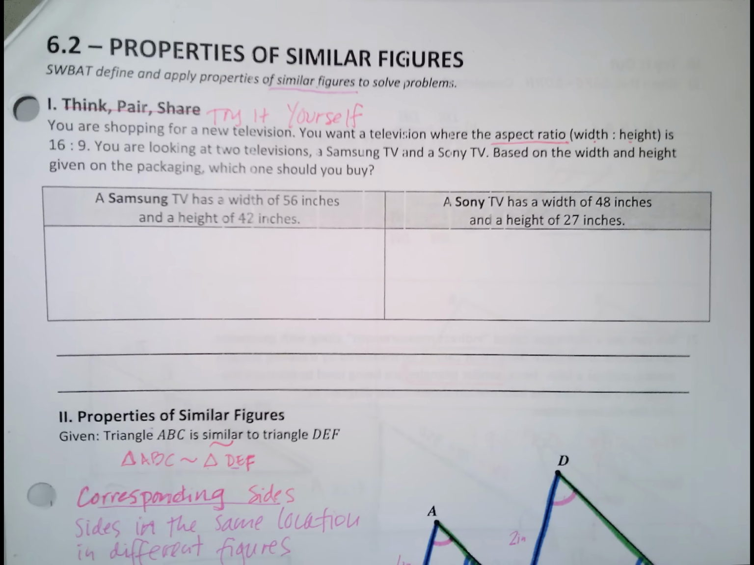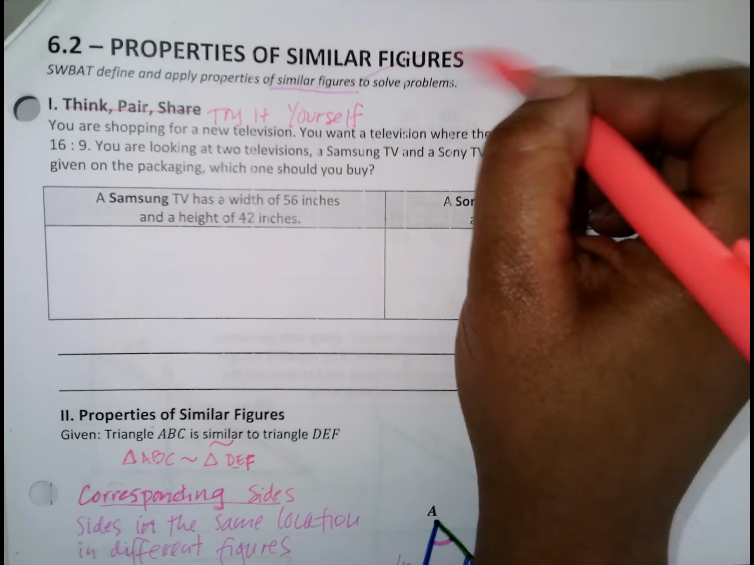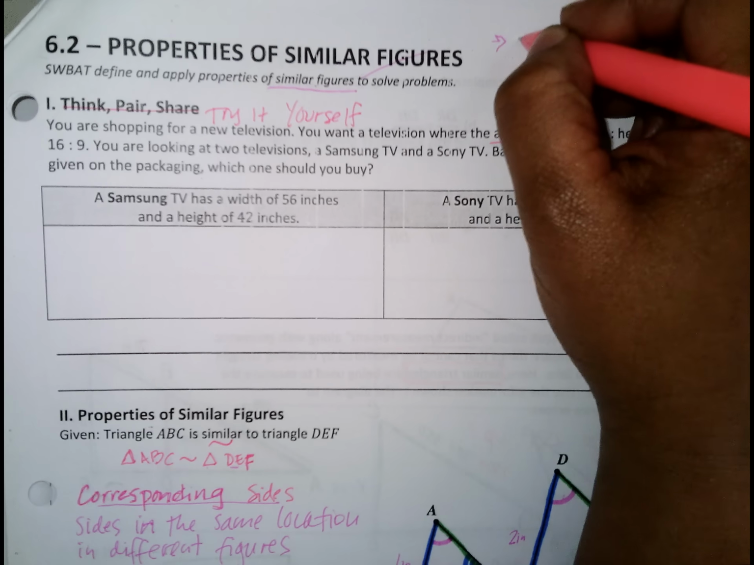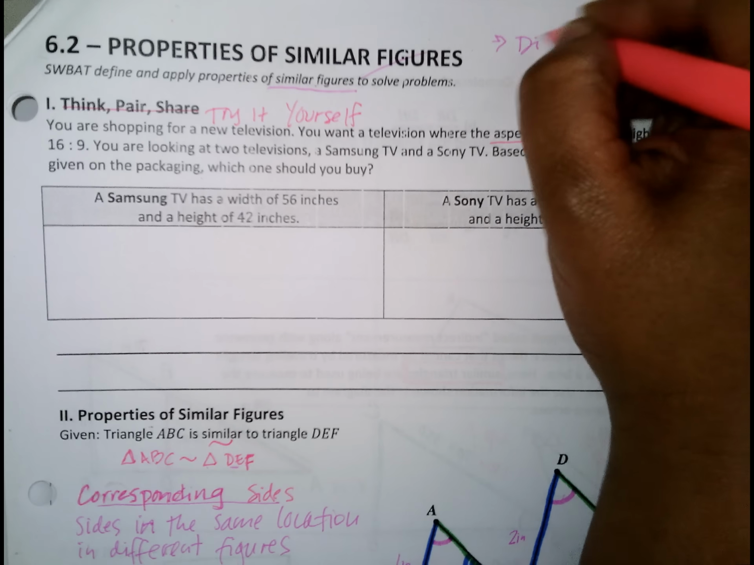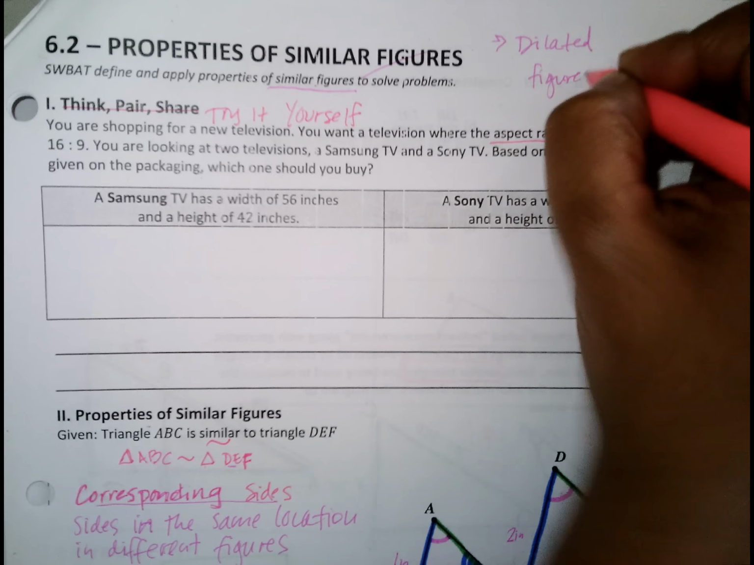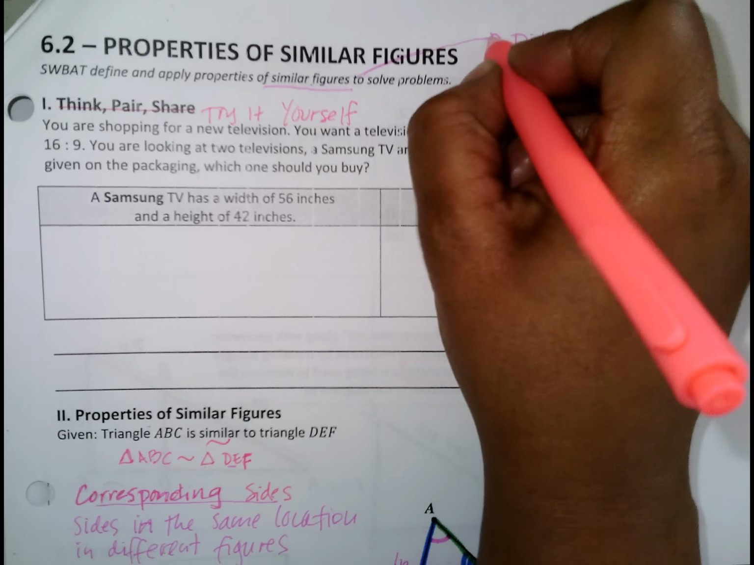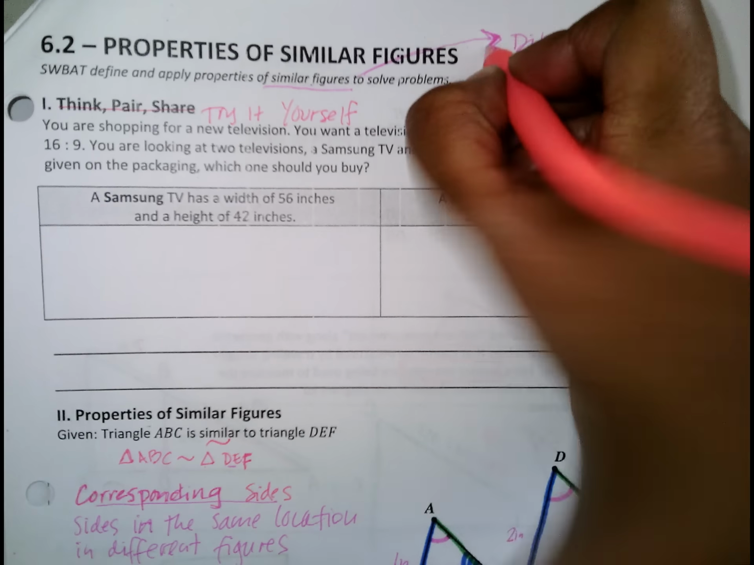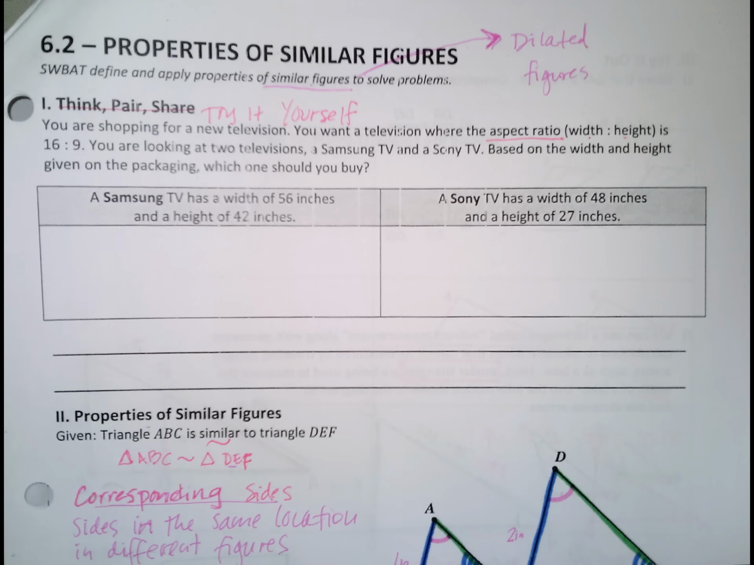A set of similar figures are literally dilated figures, okay? So figures that have undergone a dilation. In some cases, you're going to have to prove that a set of triangles is similar. And in some cases, you'll be given information that they are similar, and you'll have to find the scale factor.